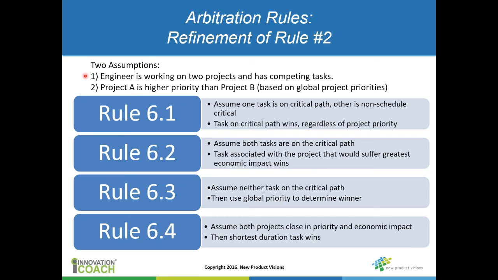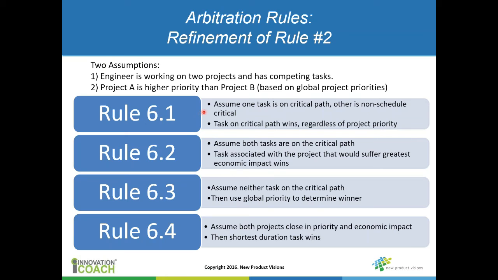We'll assume that an engineer is working on 2 projects and has competing tasks. So at this particular point in time, a decision has to be made. What task is that person going to work on? Of the 2 tasks, project A is actually higher priority in the global list compared to project B. So these are the assumptions that we've got going into this.